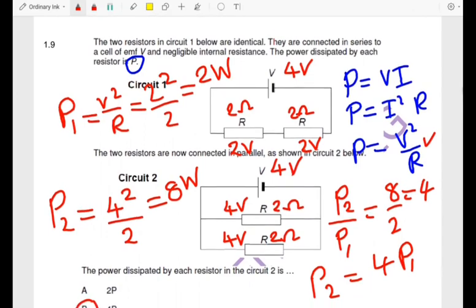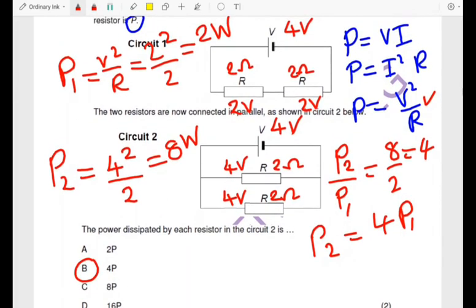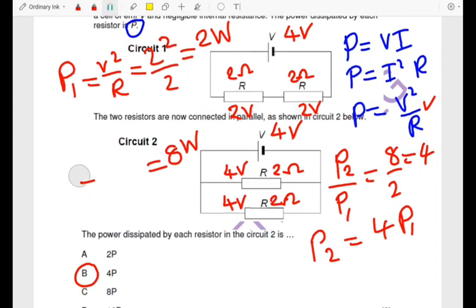That's one way of doing it. Put values, but make sure the values are the same. For example, this case is 2 ohms, 2 ohms, 2 ohms, 2 ohms. The total voltage is 4. That's one way of doing it. So I can see that the answer is B.